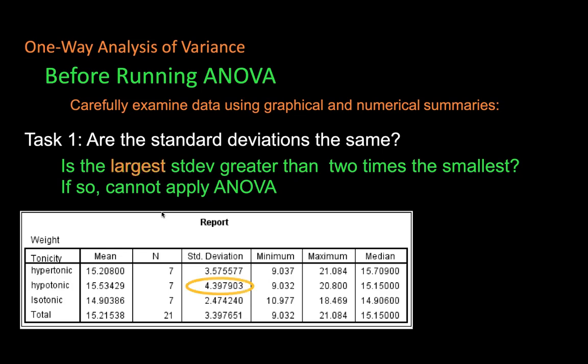So for example, in this problem, the largest standard deviation is 4.397903. The smallest is 2.474240. And is 4.397903 greater than 2 times 2.474240? Unfortunately, it's not, so we cannot apply ANOVA here.